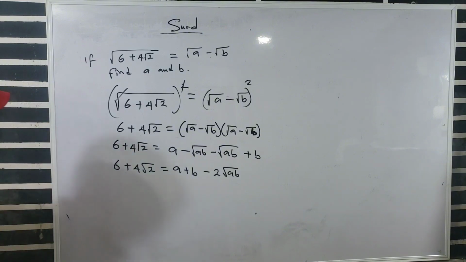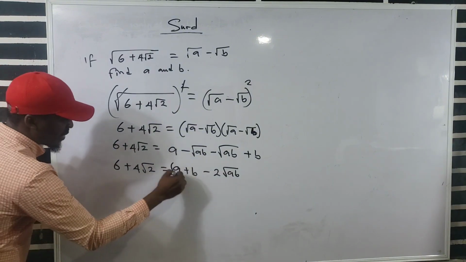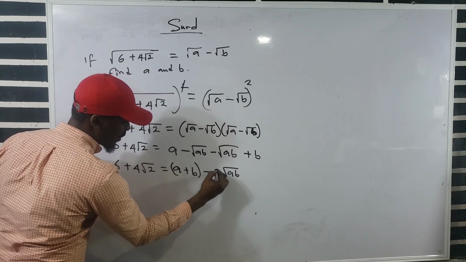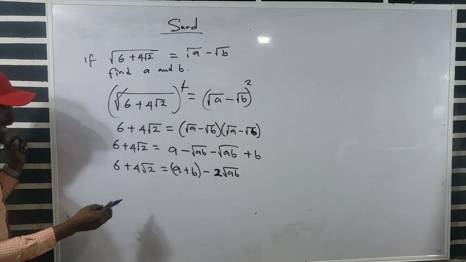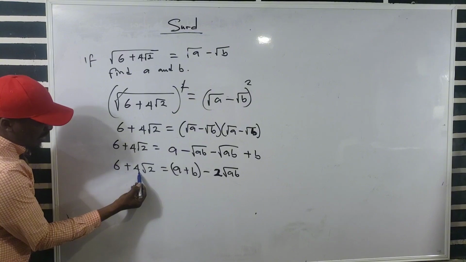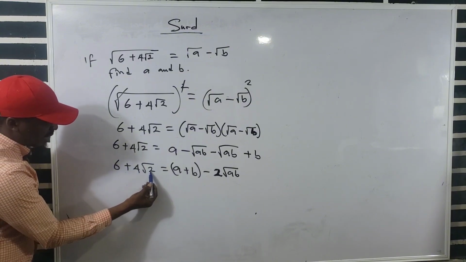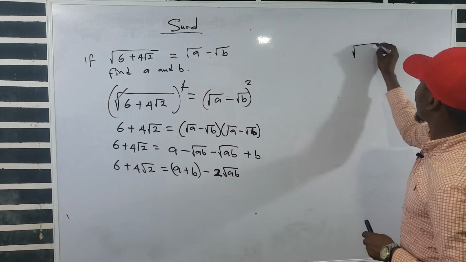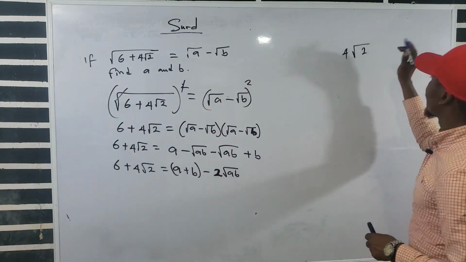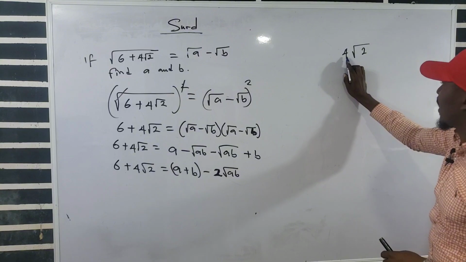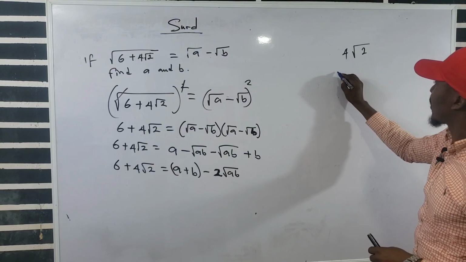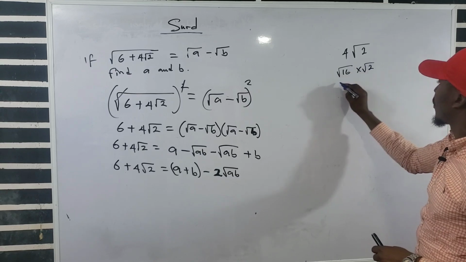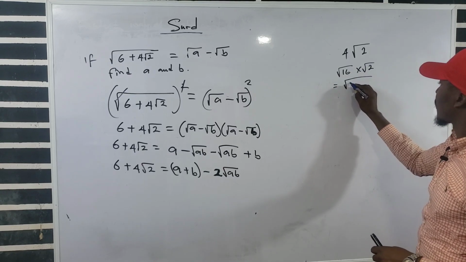Okay, so we need to express this to look exactly like this. Remember, we have 2 here, so we need to make it to be 2. Now, how can we do that? We can take all this number inside, then bring out only 2. So what I mean is that if I have 4 root 2, I want only 2 to be outside here. How do we get 4? 4 is actually root 16, times root 2, which will give us root 32.